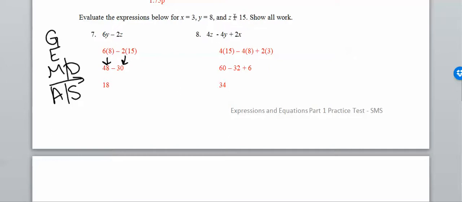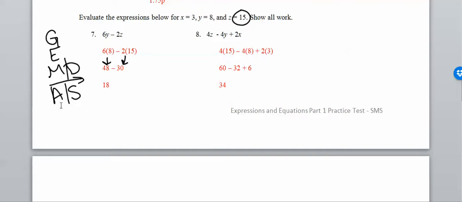Over here, we're going to plug in 15 for z. 4 times 15 is 60. And then 4 times y, which is 8, 4 times 8 is 32. And then 2 times x, and x is 3. So 2 times 3 is 6.